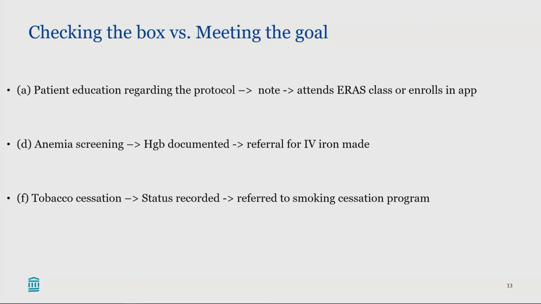Anemia screening: did you document the hemoglobin pre-op, or do you actually have an anemia clinic that the patient actually went to? So which of those do you consider to be compliant? Yes, you screened for anemia if you documented the hemoglobin, but if you didn't do anything about it, that's probably not sufficient to actually improve outcomes. Same thing with tobacco cessation. The number of patients who actually get referred to smoking cessation programs, at least at my institution, is maybe 5% or fewer. Not a lot of patients smoke in New England either, but still, it's not very high.